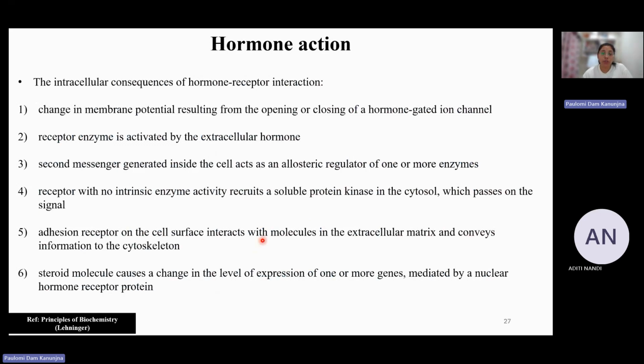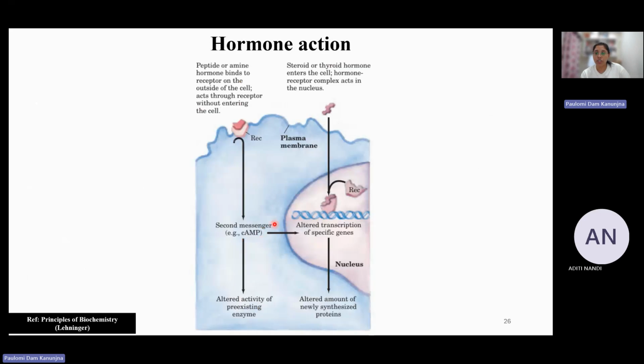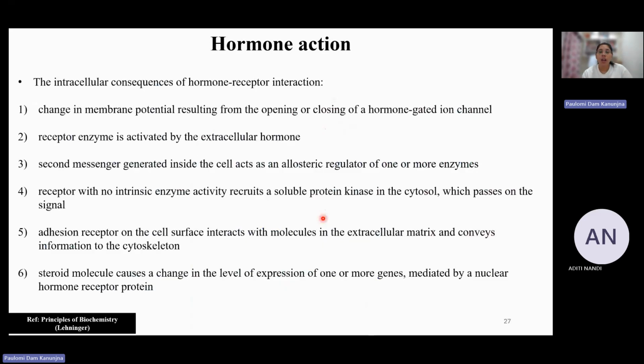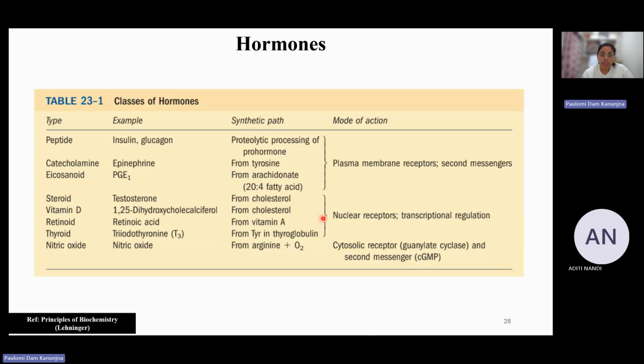And if a steroid molecule causes a change in the level of one or more genes, that's mediated by a nuclear hormone receptor. Again, like we have seen in this figure also, the binding is via the receptor and the hormones. So this receptor has to be there. Receptor is basically what binds to the hormones, right? Okay. Now, this is what I wanted to say, that you have these plasma receptors, and you have nuclear or steroid receptors, which move inside the cell, and they are doing transcriptional regulation. They are producing secondary messengers.